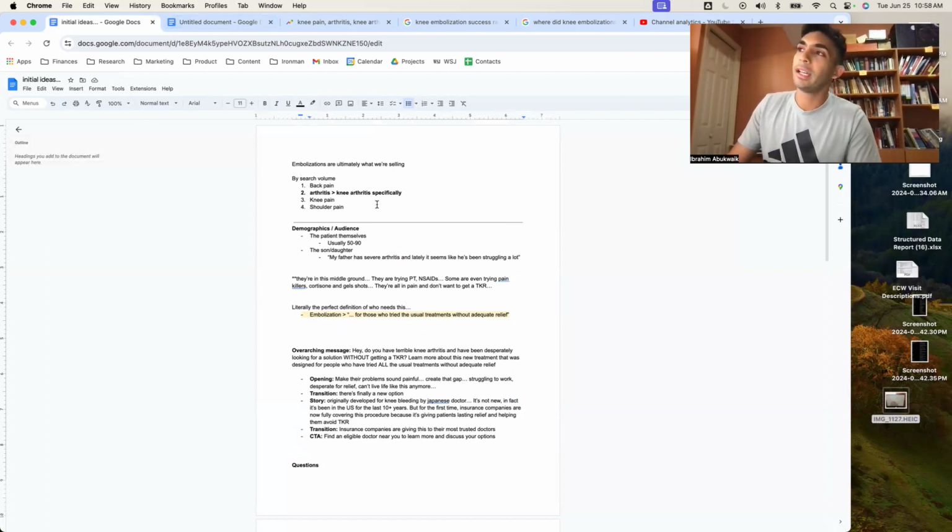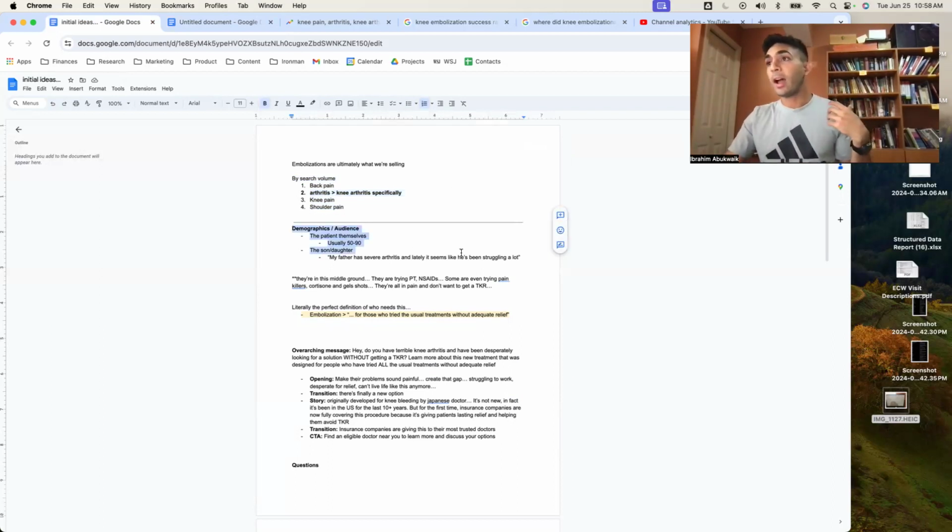So again, this was the first thing that happened. Knee pain. This is what I actually searched. I compared all of these because pain was what I was told, but I had to narrow down on one of them. And I realized that arthritis, and knee arthritis specifically, was the thing to focus on.